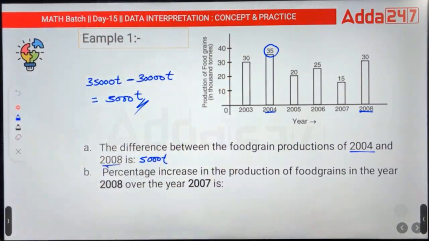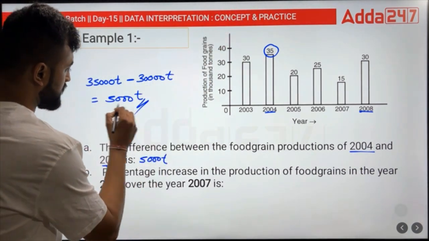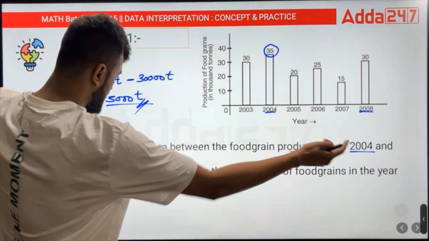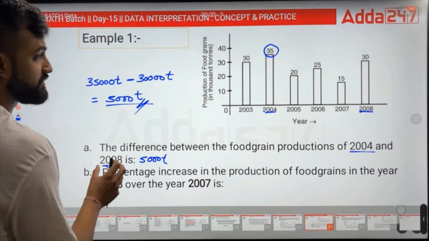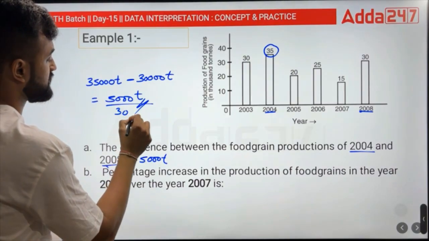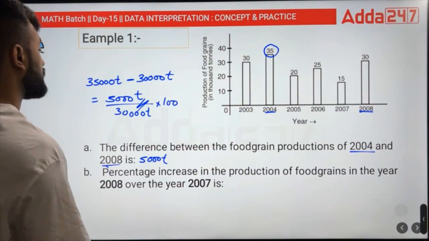So we've learned already, in percentage decrease, what you'll do, sir? In the numerator, you always put the difference. This will come in the numerator. Okay, and we are comparing what? The difference between food grain of this and this. We are talking about 2008 also. So you write 30 out here, 30,000 tons into 100. That's it. This is what you get, the percentage.